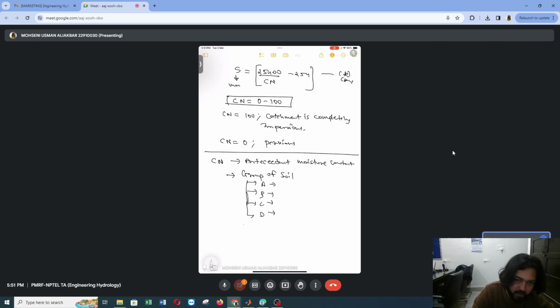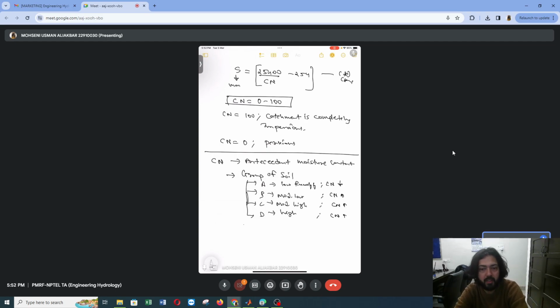If the soil belongs to group A, the runoff will be less. Runoff is less means infiltration is more, so the value of CN will be less here, right? The second case applies for moderately low runoff, group B. Then there is moderately high, and the last one is for high. So the CN value will keep on increasing. Initially it will be less when runoff is less. When runoff keeps on increasing, CN value will also keep on increasing.